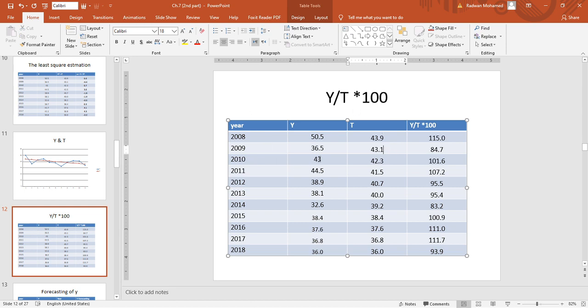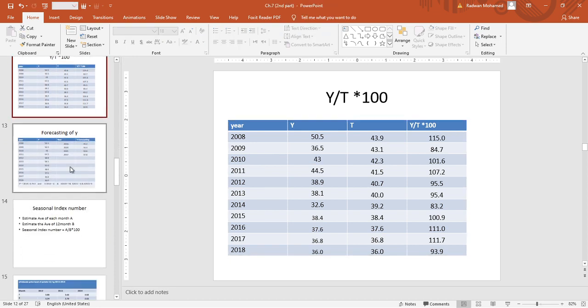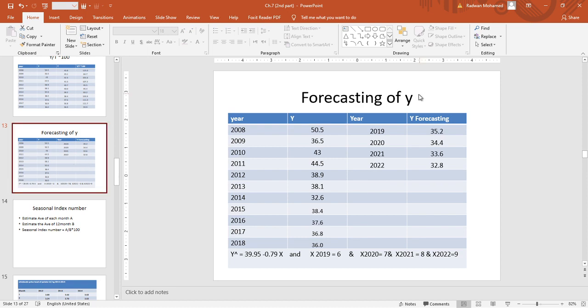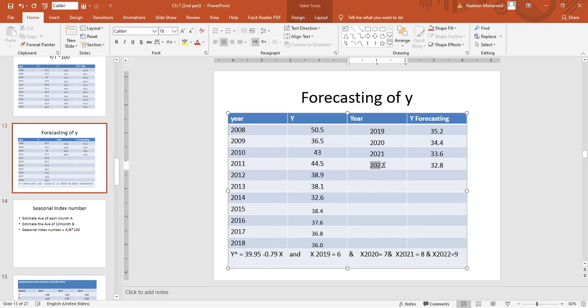For 2010, 43 divided by 42.3 is equal to 101.6. Okay, so let's move on to the other step. Our aim today is how to forecast the upcoming years. I want to forecast the years from 2019 till 2021, 2022. How could I do this? First of all, I have the years and I have the given y. So how could I forecast the upcoming year?